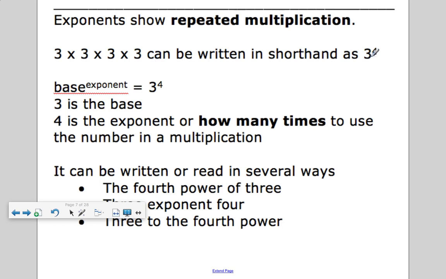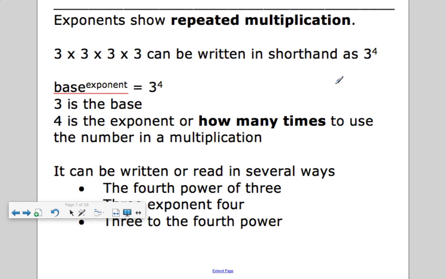So 3 is the base, that's the number we're going to be using. And we're going to multiply it by itself 4 times. That's why we write out the number 3 4 times.